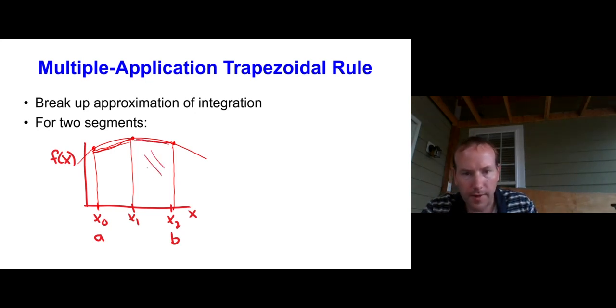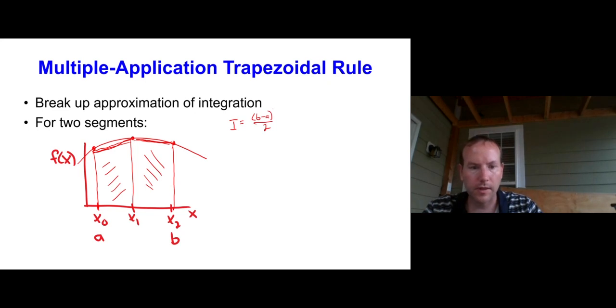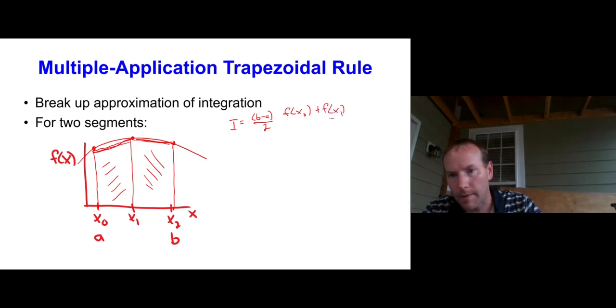Okay, this might be the area under this one, and this would be the area under this one. And so we can actually just apply what we learned in the previous one to each of these individual trapezoids. So we'd say that I equals (b minus a) over 2, because it's like half the interval, times f of x0 plus f of x1, divided by 2. So that's for the first trapezoid.